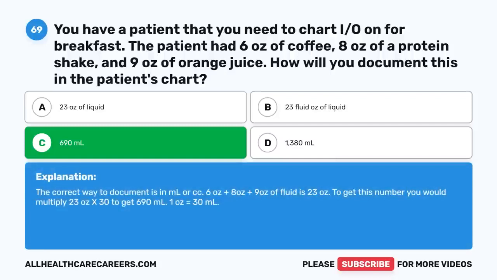The correct way to document is in milliliters or cc. 6 ounces plus 8 ounces plus 9 ounces of fluid is 23 ounces. To get this number, you would multiply 23 ounces times 30 to get 690 milliliters. 1 ounce equals 30 milliliters.